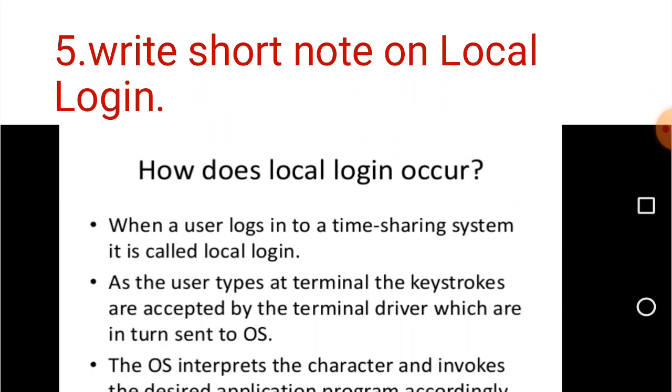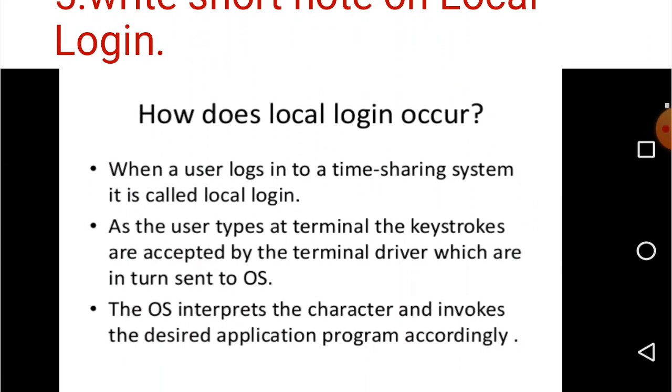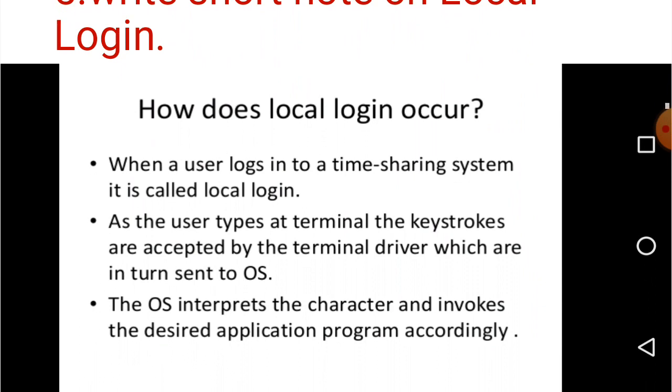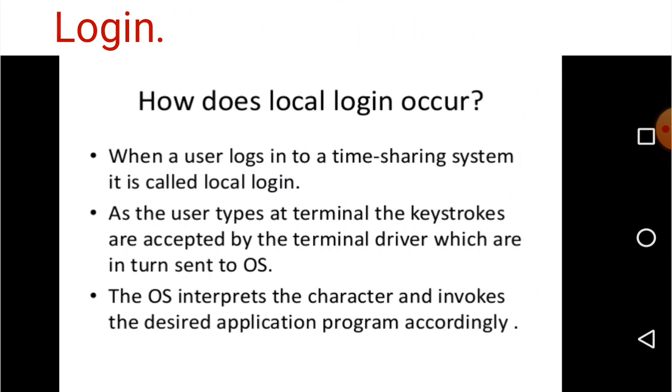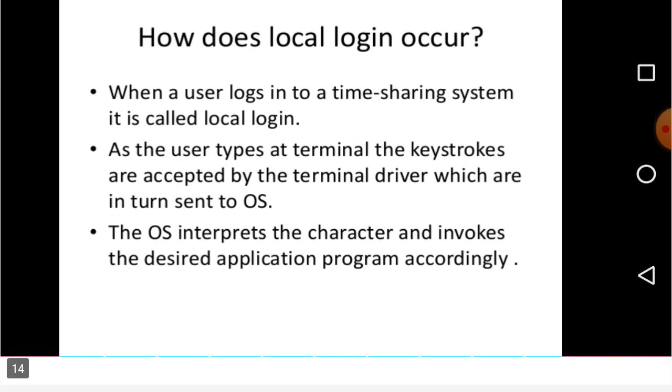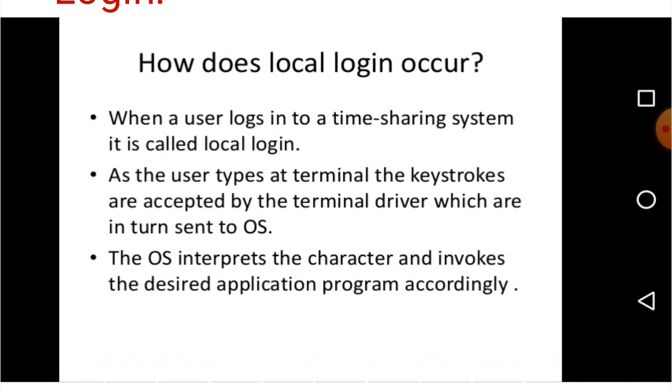Next, write a short note on local login. How does local login occur? When a user logs into a time sharing system, it is called local login. As the user types at the terminal, the keystrokes are accepted by the terminal driver, which in turn sends them to the OS. The OS interprets the character and invokes the desired application program accordingly.